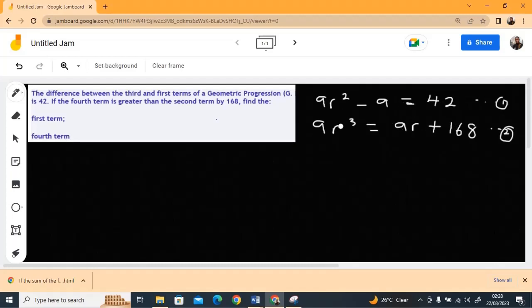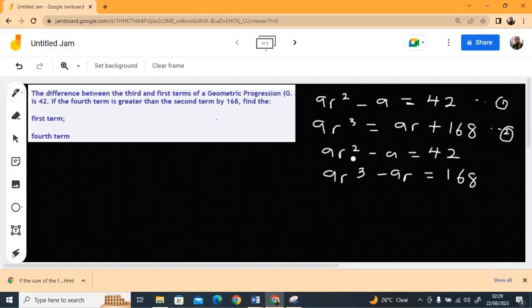Now I can rewrite this thing. So this thing can be written like this: a r squared minus a equals to 42. Now this and this, they look alike. I can bring this here, so I can have a r raised to power 3. When I bring a r here, it becomes minus. It's an invisible plus, and when it crosses here, it becomes minus what? a r equals to what? Equals to 168. Now this equation here is same thing as what is here.